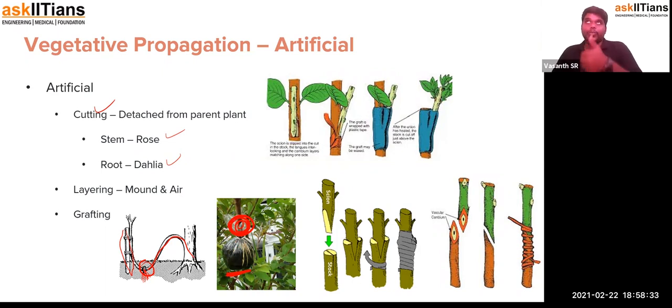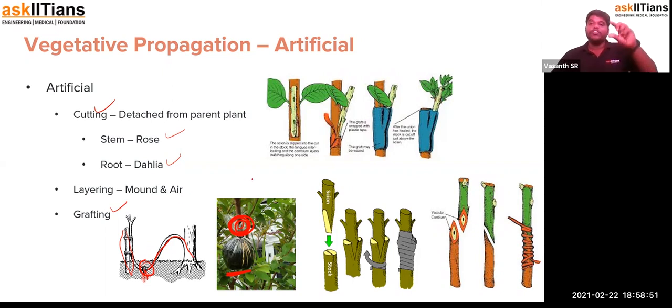So that will be very good one. And after that comes grafting. So grafting is a method where we will be able to combine more than one plant. Sometimes it could be the same variety, sometimes it could be a different variety from one another. So in that case, it involves two structures.